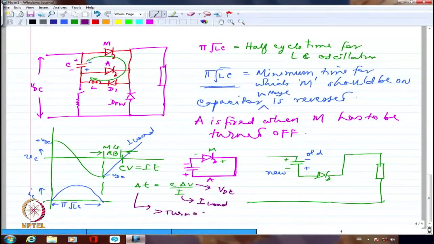So I have two equations and two unknowns, L and C. So I should be able to solve for both. One is dependent upon the reverse biasing time of the main thyristor which is going off, and the other one is depending upon pi root LC, which is the half cycle time of the LC circuit. Right? Any questions on this? Is this clear?